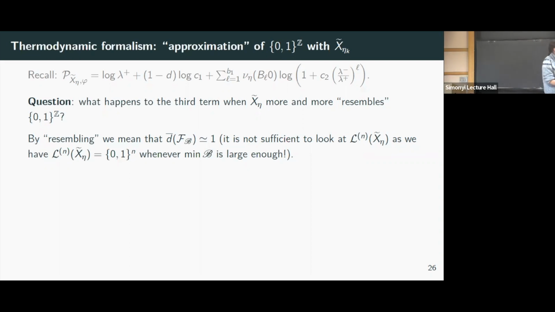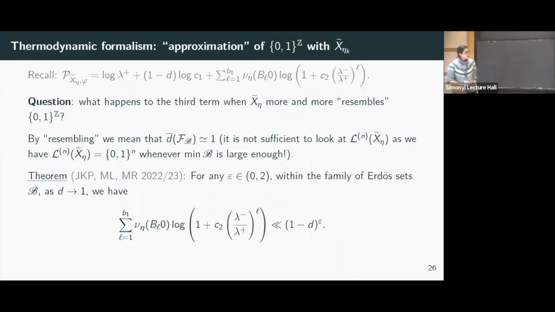In order to answer, I need to tell you how to interpret the word "resembles". One could naively think that this is just looking at the language. This doesn't work. You need to look at the density of ones. So we want a result for D converging to 1. And it turns out that this third ingredient is less than or equal to a constant times (1 minus D) to the epsilon, for any epsilon in the open interval (0, 2).